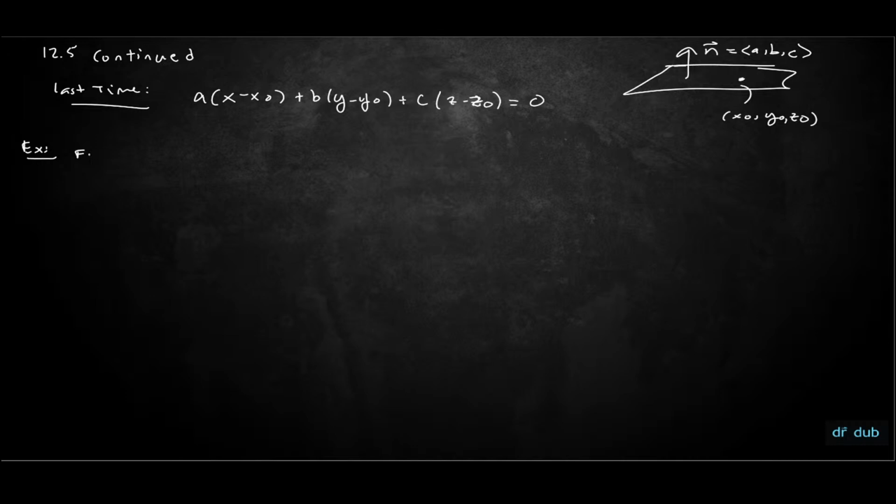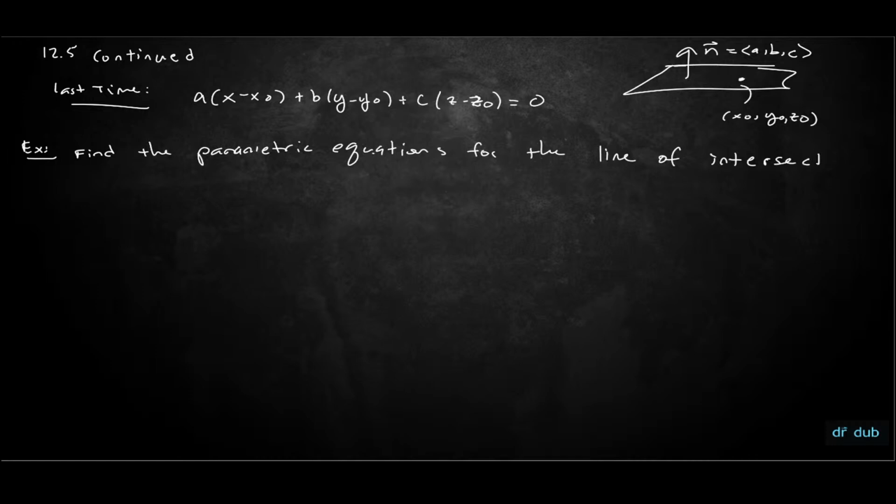So find the parametric equations for the line of intersection of the planes 2x plus 5z equals -3, and the second plane is x minus 3y plus z equals -2.